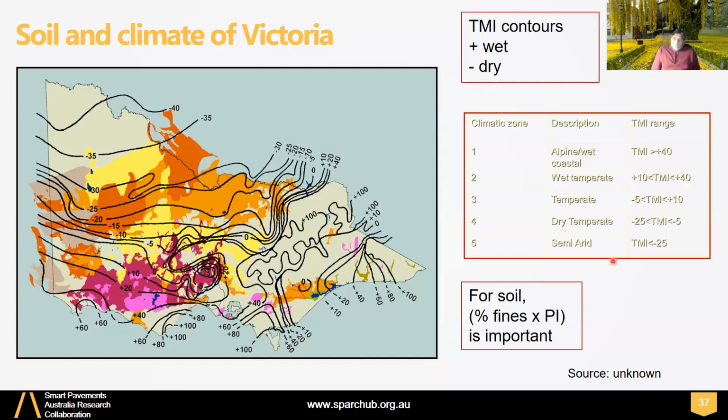So the other side of the coin is the soil. Soil reactivity is also determined by the percentage of fines and how reactive the fines are. How reactive the fines are is determined by plasticity index. Higher the plasticity index, the more reactive the fines are. But how much fines are there in the pavement material is also important. If you don't have much fines, then although PI is high, it may not be effective. So you have to get this together.